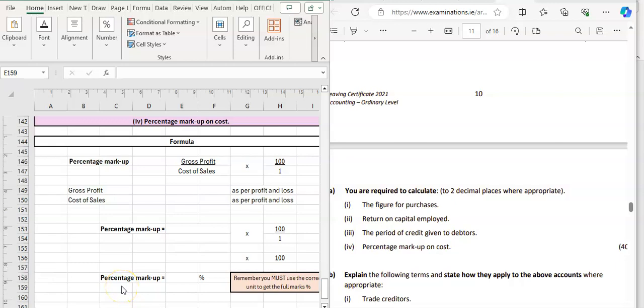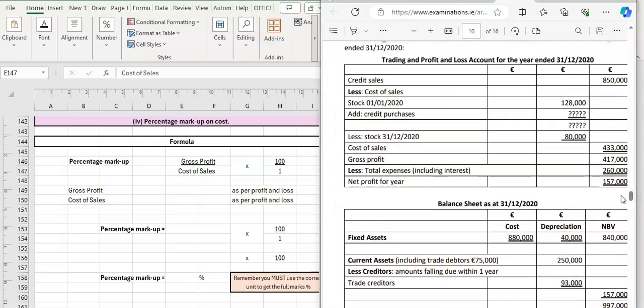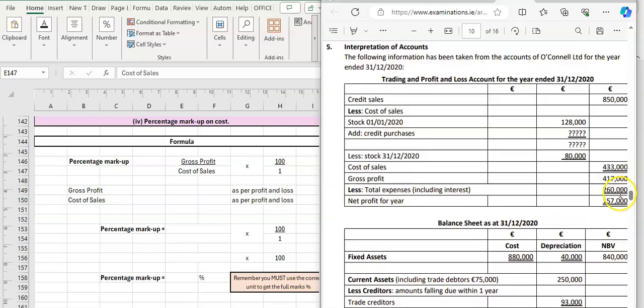So let's have a look at the fourth and final adjustment for O'Connell 2021 paper. So it's looking at the percentage markup on cost. The formula for that is going to be your gross profit divided by your cost of sales. So we know that these figures need to be in your profit and loss account.